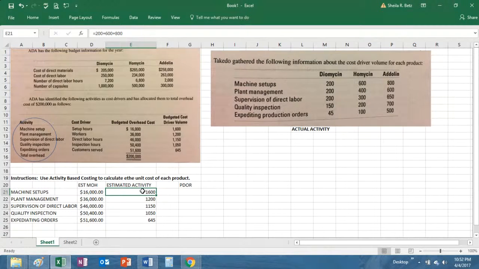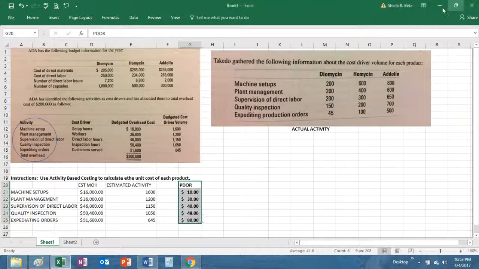So now that I have my total activity in here, I'm just double checking the math, making sure I did not type in anything incorrectly. Calculate our PDOR, and my dog seems to agree that we can go forward by taking the total overhead divided by the activity, and we get our set of PDOR rates. So that's always step one.